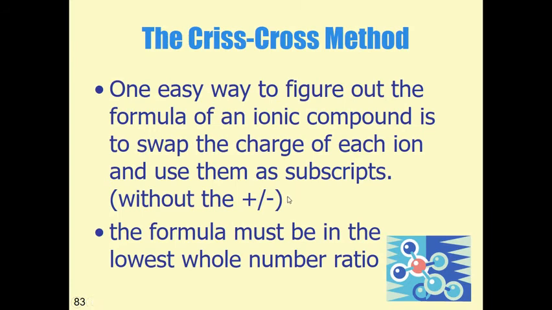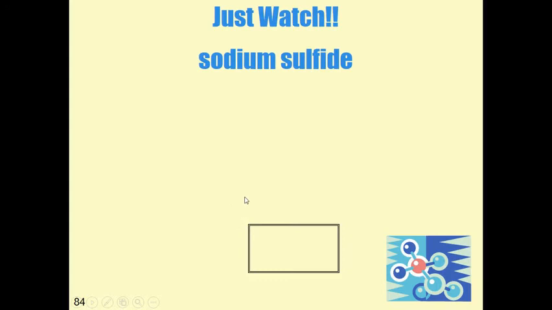This only works for ionic compounds, and that's to swap the charge of each ion and use them as subscripts. But we do this with the absolute value of the charge. In other words, we're swapping the number, not the charge. Just the number, not the charge. And the formula must be in the smallest whole number ratio. So let me show you what that looks like.